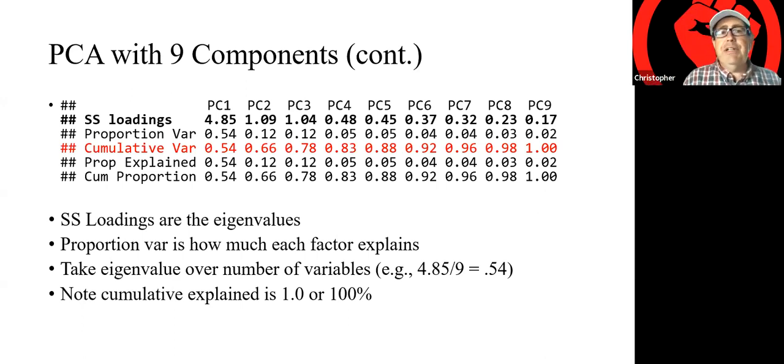You can think of the cumulative variance almost as an R square for the entire model. So if we ran a model with just PC1, it'd have an R square of 0.54. With PC2 added in as a second predictor, it'd have an R square of 0.66. And then you can see the proportional variance, that's like the R squared change, how much we're increasing our explanation. Note that the cumulative amount explained here is 1.0 or 100%.